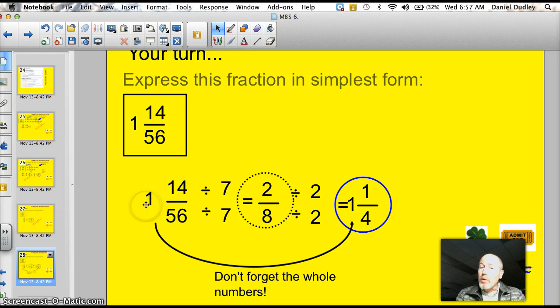Don't forget, when doing this, you have to bring that whole number over. So my correct answer is 1 1/4. Oftentimes, kids work so hard at reducing the fraction, they forget to add back in the whole number.